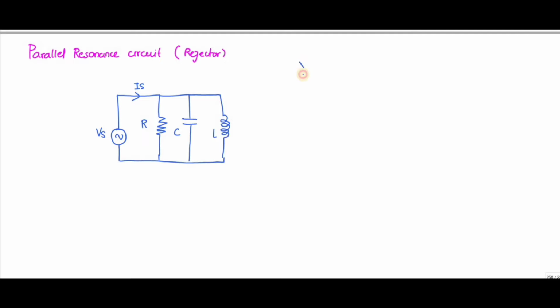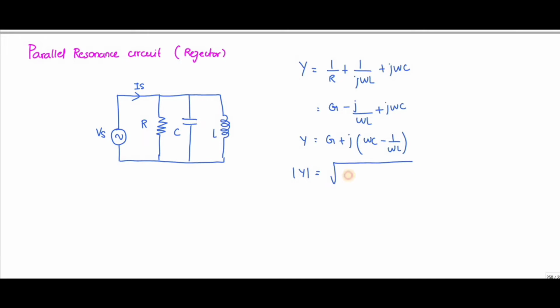So you can write admittance Y is equal to 1 divided by R plus 1 divided by j omega L plus j omega C. So 1 divided by R I can write as G. Minus, if I multiply j and j, I will get minus j divided by omega L, plus j omega C. If I take j common, I will get omega C minus 1 divided by omega L. This is your Y. If I take the modulus of this value, I will get root of G square plus (omega C minus 1 divided by omega L) square.